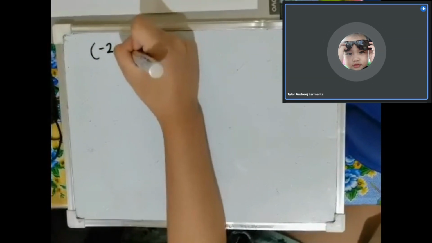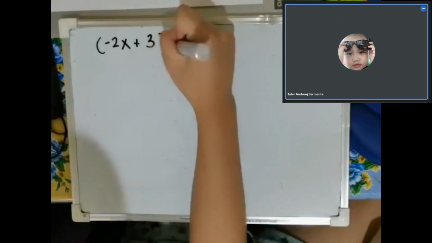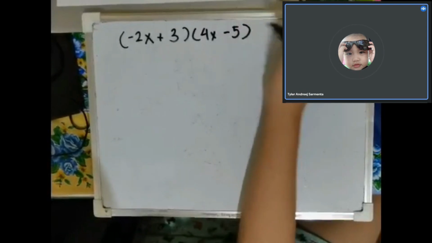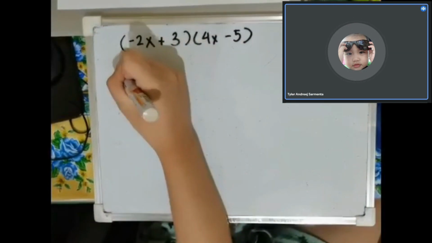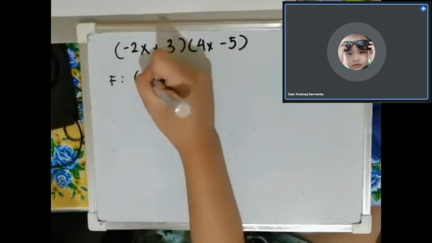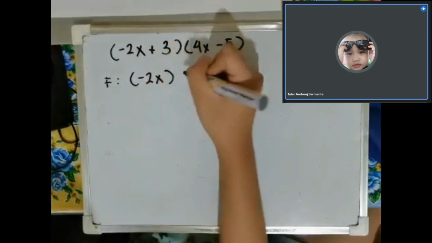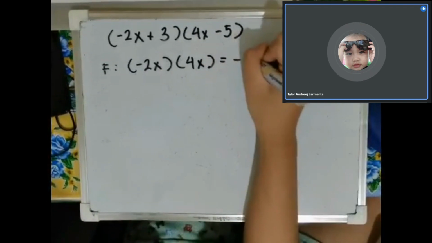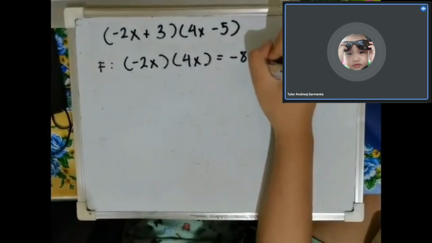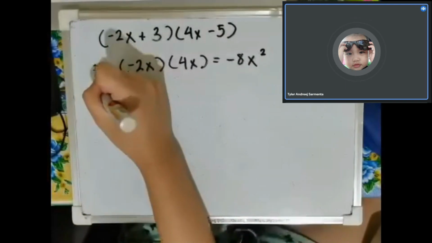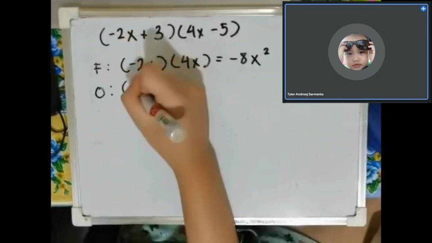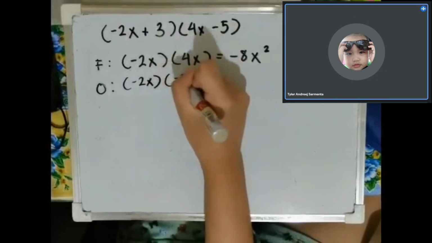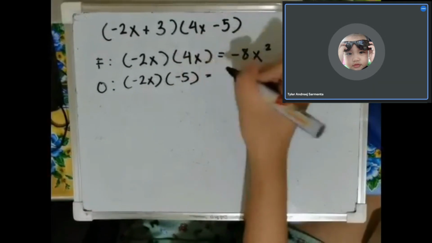Here's another example: negative 2x plus 3 and 4x minus 5. First, we multiply the first terms, which are negative 2x and 4x. Negative 2x times 4x equals negative 8x squared. Second, we multiply the outer terms, which are negative 2x and negative 5. Negative 2x times negative 5 is equal to 10x.